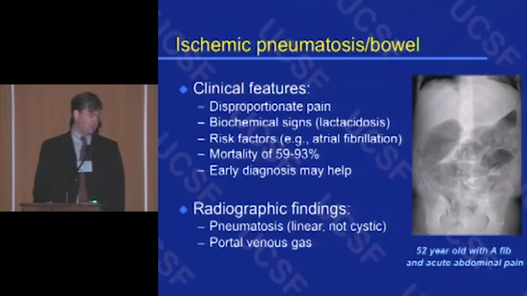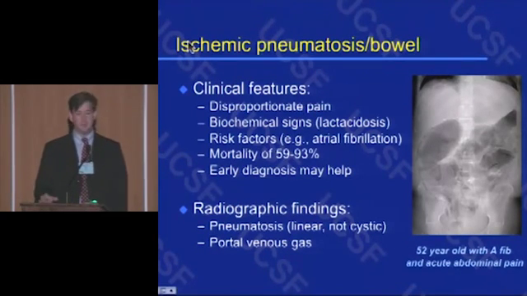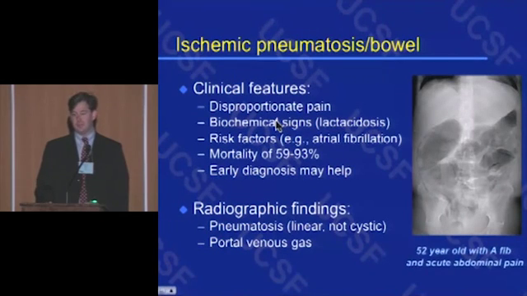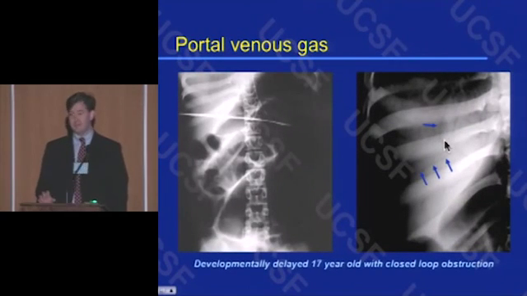Going a little bit into ischemic bowel and ischemic pneumatosis: pain disproportionate to exam, biochemical signs of lactic acidosis and also leukocytosis. Risk factors are anything that can throw a clot or hypercoagulable states, so atrial fibrillation. This is a bad sign, right? 50 to 90% of them will die, that's the mortality rate. Early diagnosis may help. So again, this is where you get the small linear lucencies within the bowel wall. Sometimes you can see portal venous gas if it's really progressed, like this patient who had a closed loop obstruction, with these little branching lucencies in the right upper quadrant.